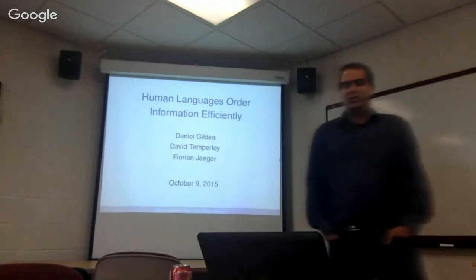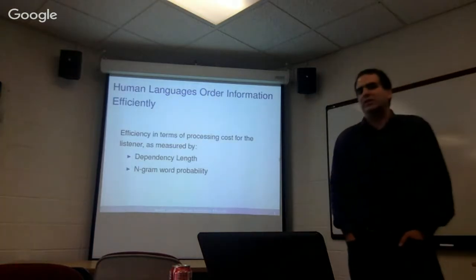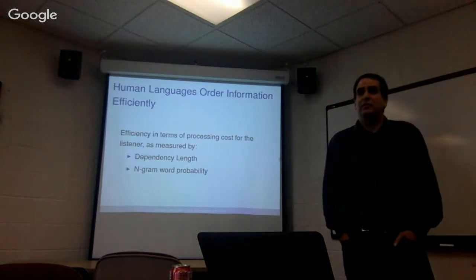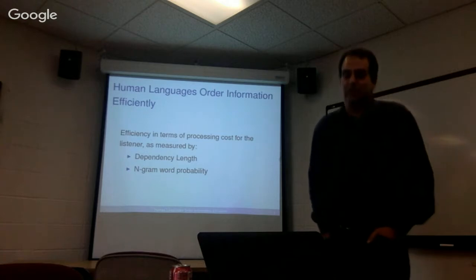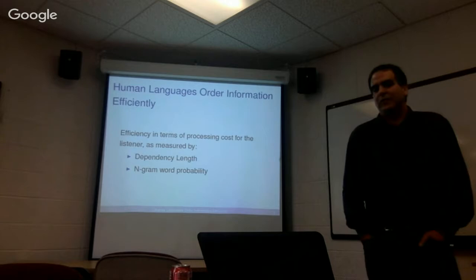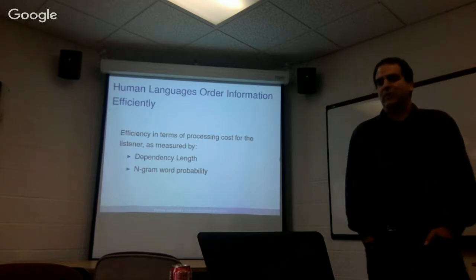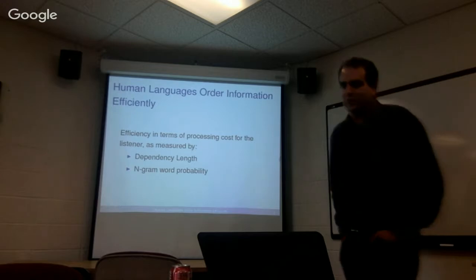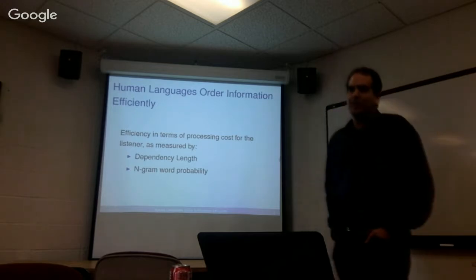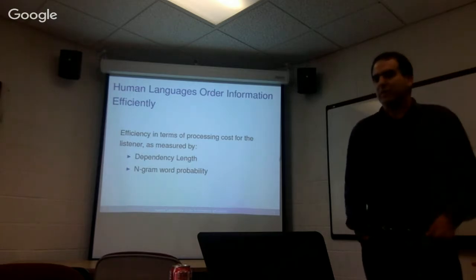So human languages order information efficiently, and by efficiently, I mean efficiently for the listener. So efficiently in terms of the processing cost for the listener. So the hypothesis here is that language is set up to make it easy to process by the listener, and we measure that by two factors: dependency length and n-gram word probability. And these are both factors that have been shown to correlate with processing times in people.